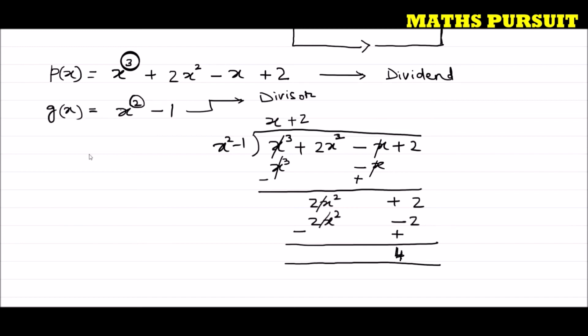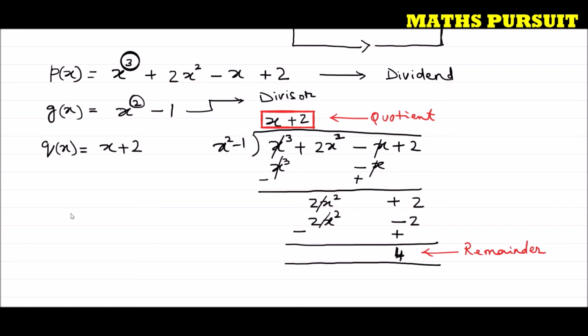What we got, you could see that we got x plus 2, this is our quotient, and we got 4, this is our remainder. So we got 4 as the remainder, and x plus 2 as the quotient. Let us note down those two things. Here I can note down q(x) is our quotient, and we got the quotient as x plus 2, and we got the remainder, that is r(x), equal to 4.